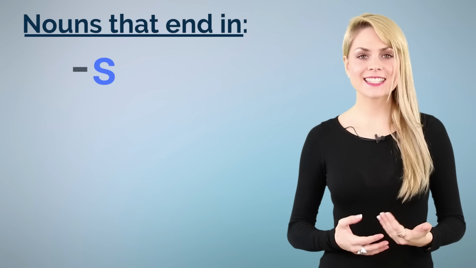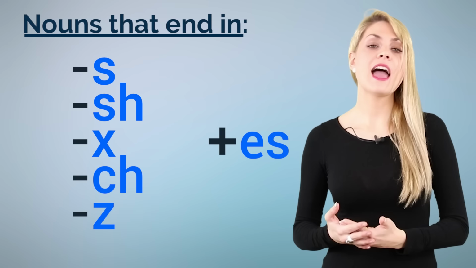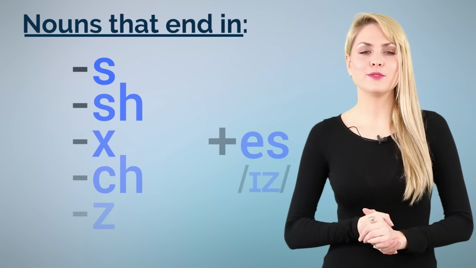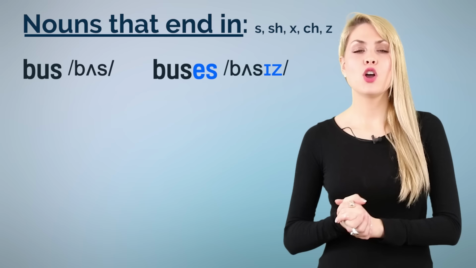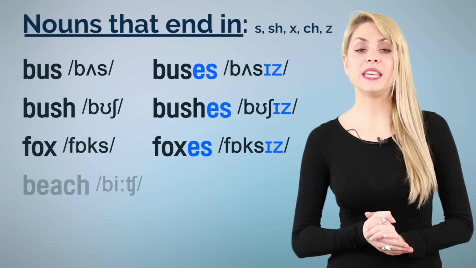Okay, guys, let's now talk about nouns that end in S, SH, X, CH, or Z. Now, to make the plural form of these nouns, you will add ES, and the sound will be Is. Let's review some words together. Bus becomes buses. Bush, bushes. Fox, foxes. Beach, beaches. Quiz, quizzes. Can you repeat after me?